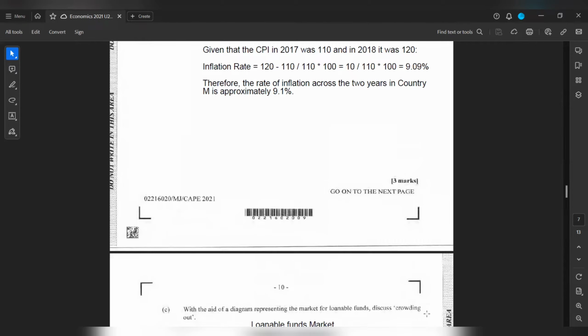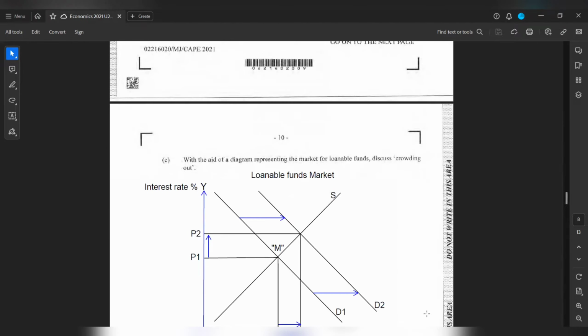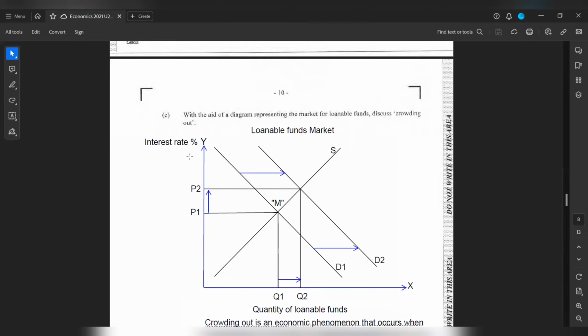Part C, with the aid of a diagram representing the market for loanable funds, discuss credit notes. Loanable funds: we can see, guys, that on the y-axis, which is vertical, we have the interest rates, and on the x-axis, the horizontal line, we have the quantity of loanable funds. We have the demand curve sloping downwards and the supply curve sloping upwards, and we have the equilibrium point being quoted at M right here.